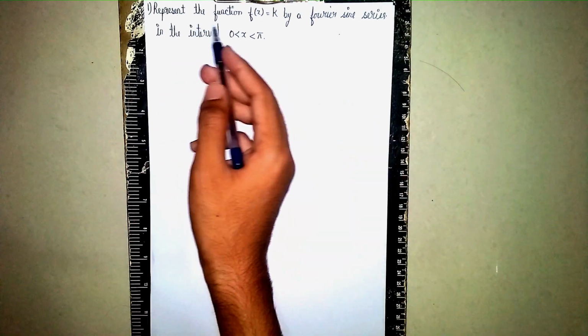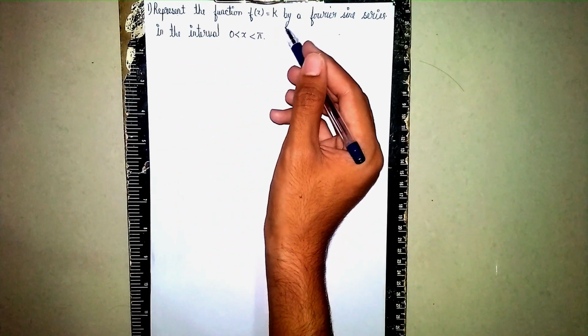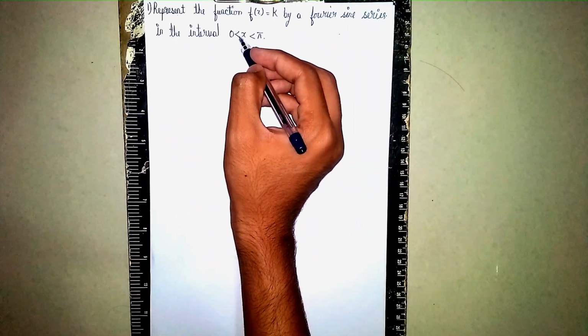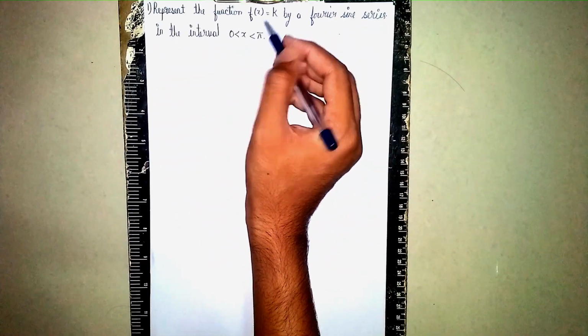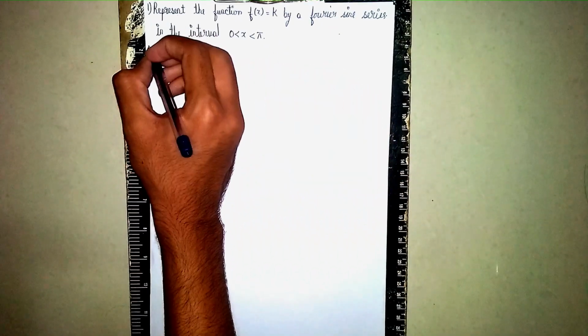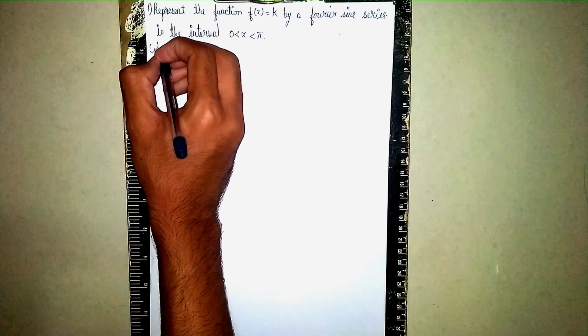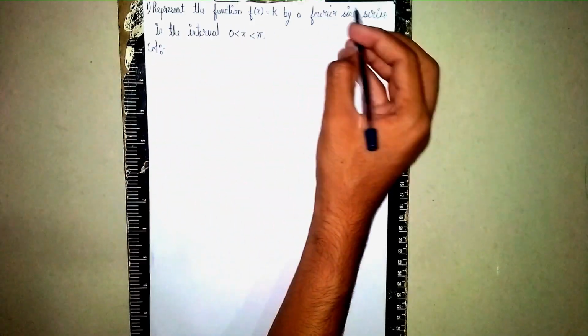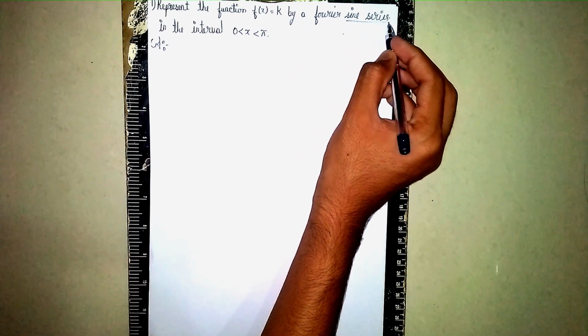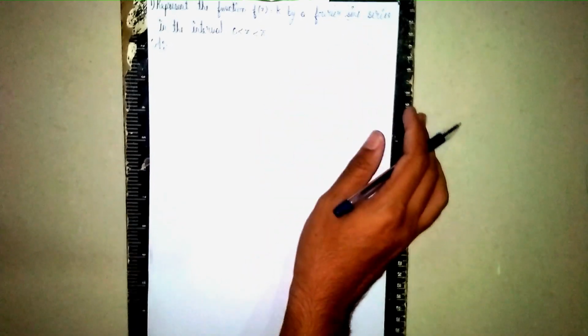Today's question: represent the function f of x is equal to k by a Fourier sine series in the interval 0 is less than x is less than pi. This is a Fourier half range series. First write the solution, and first write what to find by a Fourier sine series.